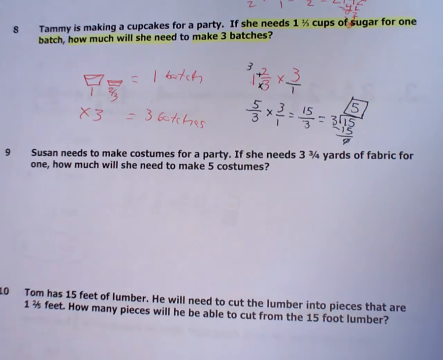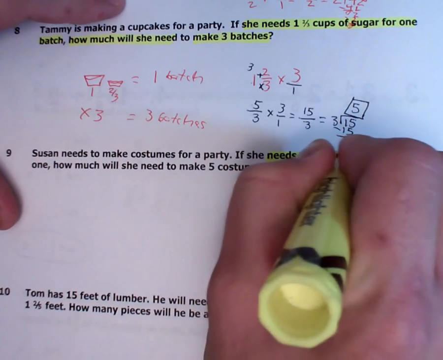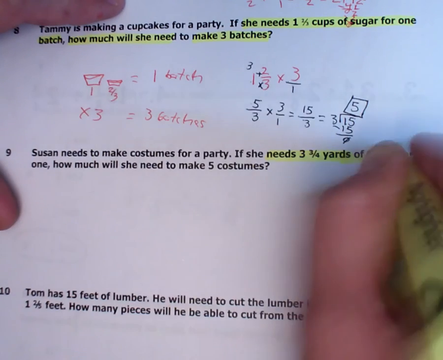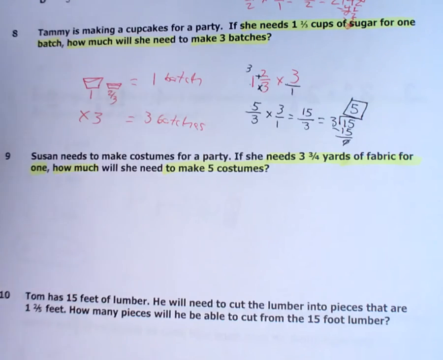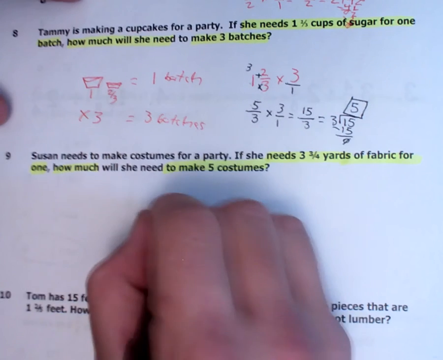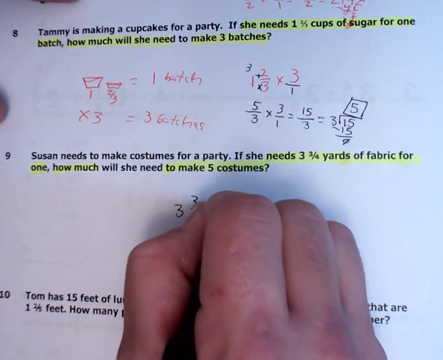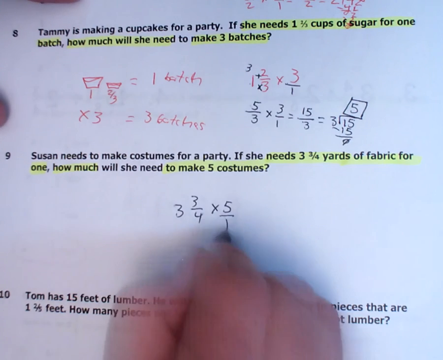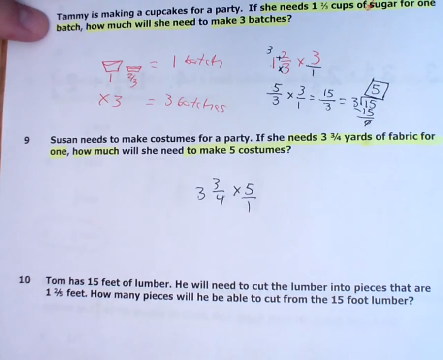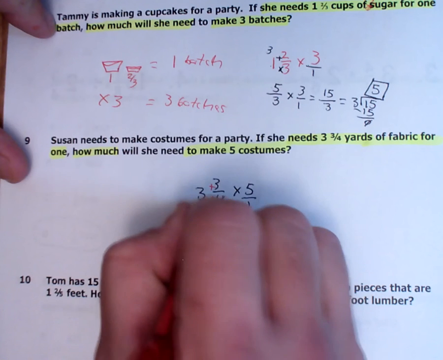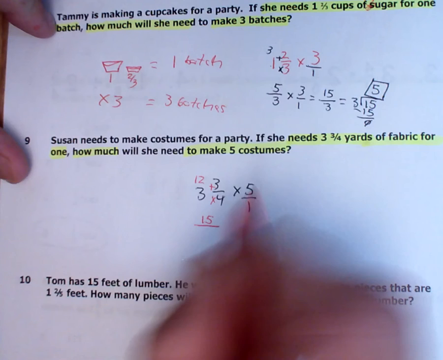All right, let's look through it again. Susan needs to make costumes for a party. If she needs 3 3/4 yards of fabric for one, how much to make 5? All right, so 3 3/4 is 1. Let's times it by 5 to figure out 5. 5 is 5 over 1. All right, Texas. 3/4, we can Texas that. 4 times 3 is 12, plus 3, 15. So that's the only thing that changes.